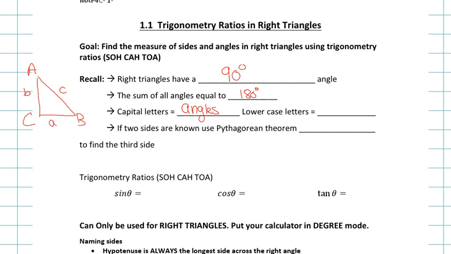So the small letters, and this is where you have to be careful when you're writing, lowercase letters represent sides, and there is a way to name the sides. It has to go with the name of the angle. They have to match. Are we okay with that?